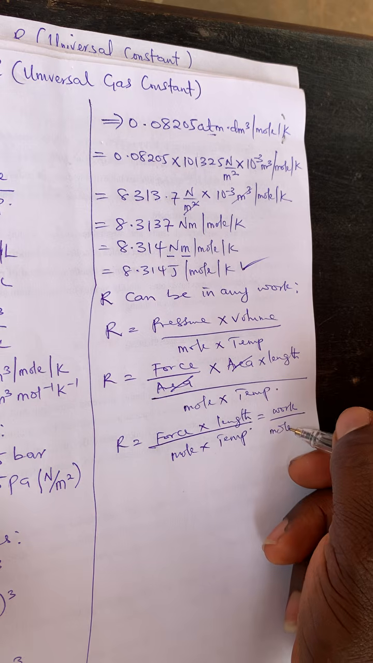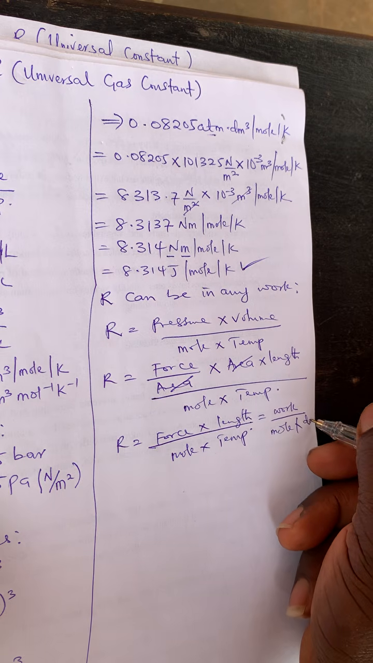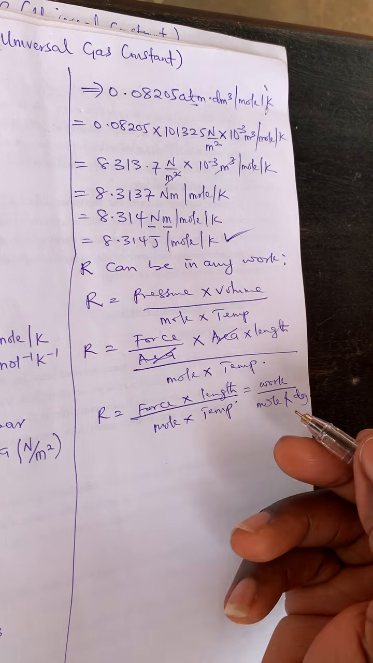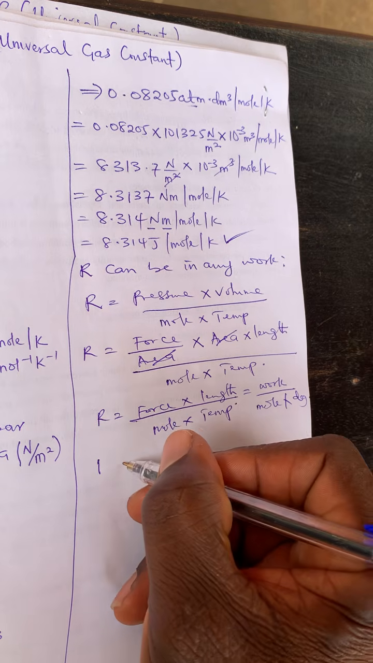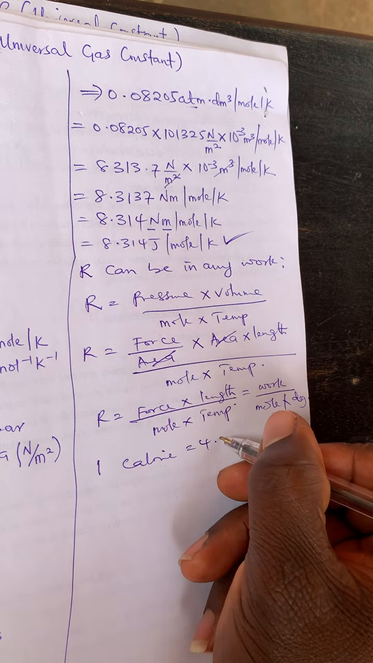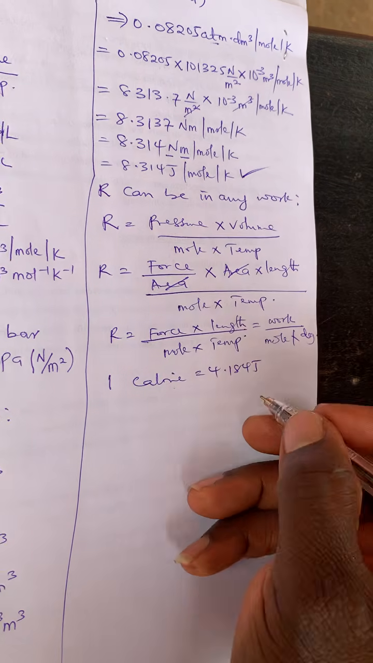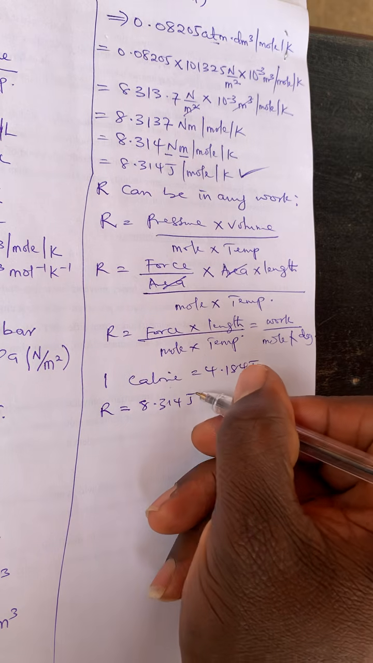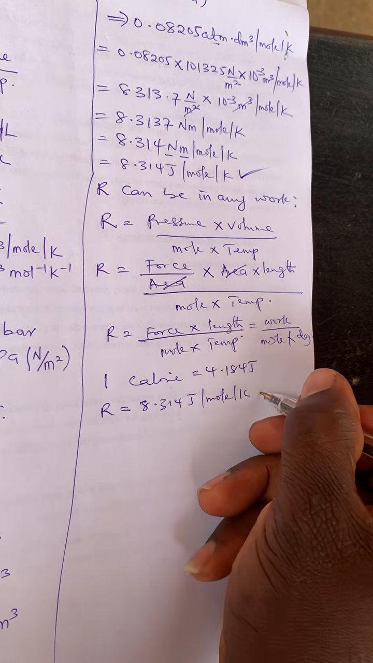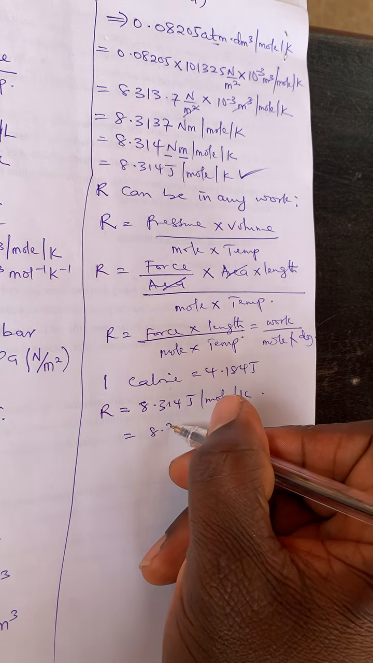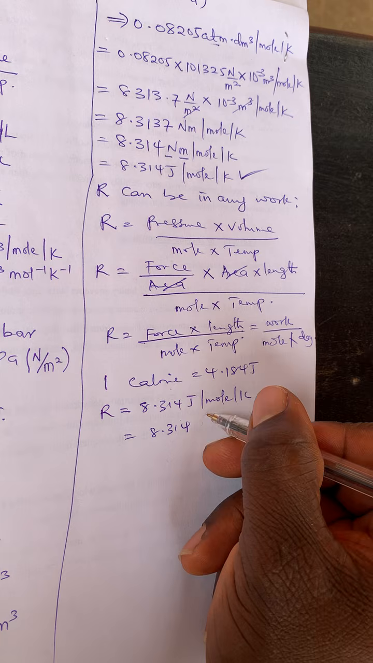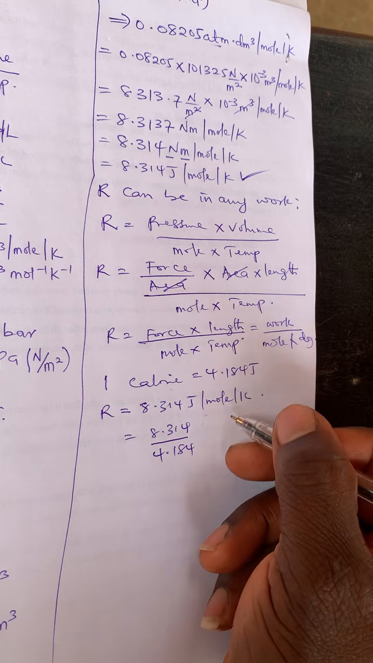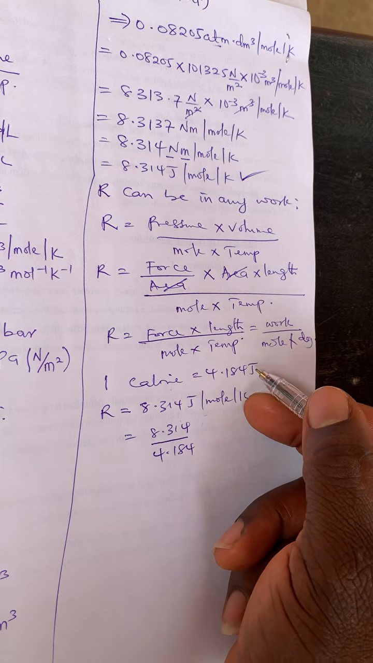So work per mole times degree. Okay, so that is to say, any unit of work at all, we can use to express R. For example, calorie. Of course, you know that 1 calorie is equal to 4.184 joules. So if that is so, since my R is 8.314 joules per mole per K, then to convert these joules into calories, I divide this by 4.184. So there are 4.184 joules per calorie.